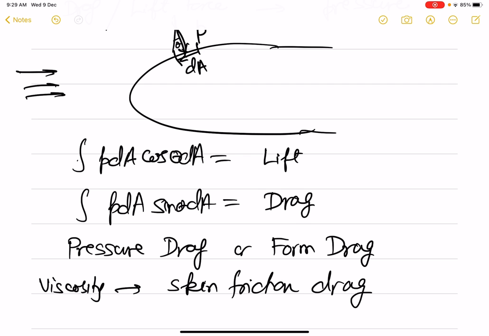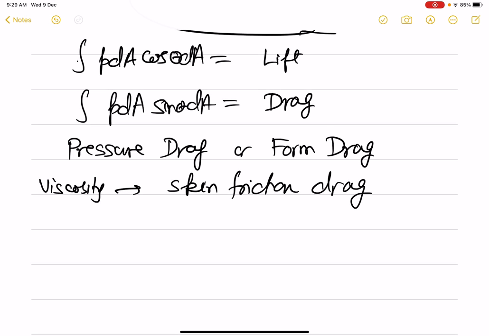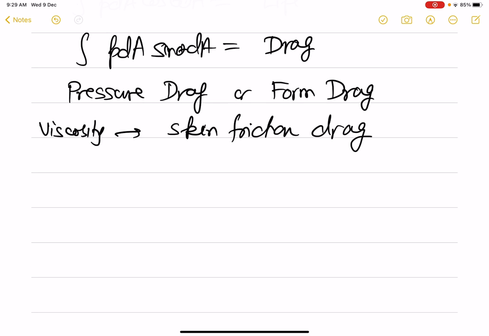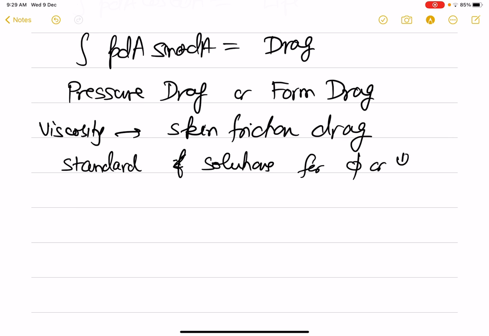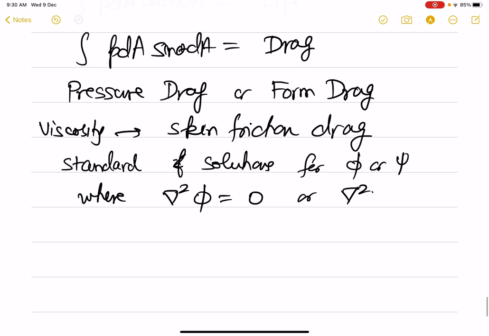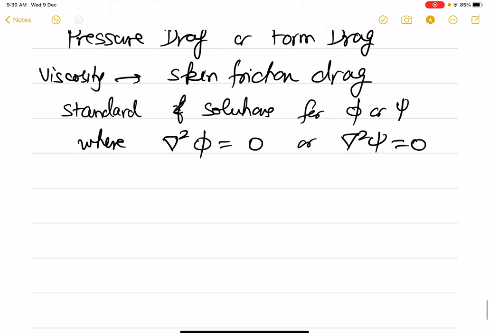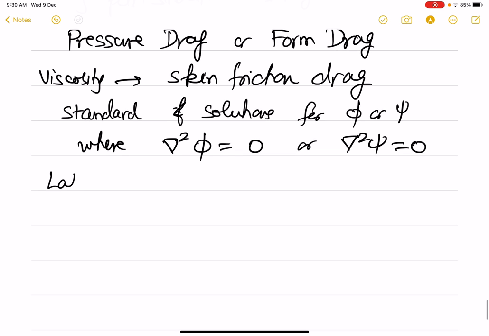Okay. So now, having seen all this, let us try to look at some standard flows. So now we will look at a library of standard solutions for phi or psi, where del square phi is equal to 0 or del square psi is equal to 0. Now we are looking for the solution of del square phi is equal to 0 in a general way. Let us look at the equation. This is Laplace's equation.